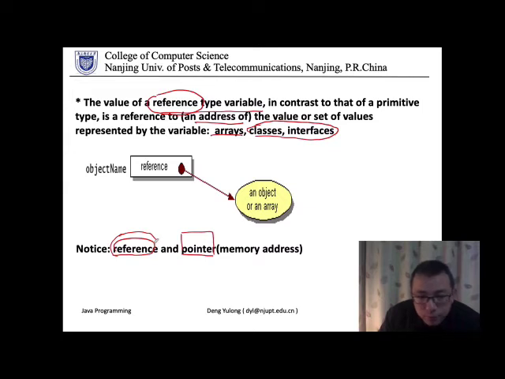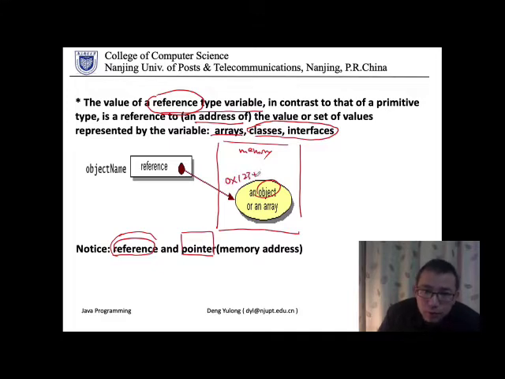Actually, inside the reference variable, we have an address. For example, here is memory, and inside the memory, we have an object. The object's address may be 1, 2, 3, 4, 5, 6, 7, 8. It's a 32-bit address. So we put this address inside the reference variable. So inside the reference variable, we have this address.